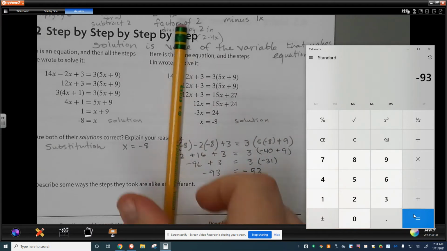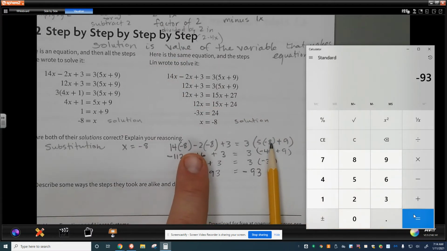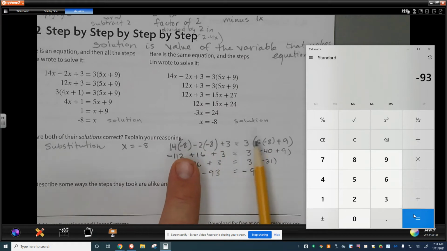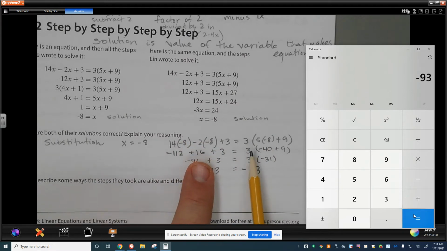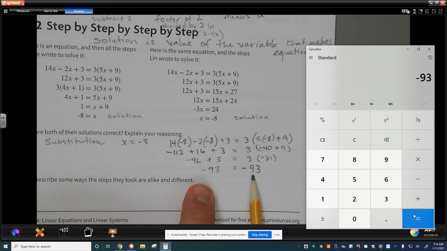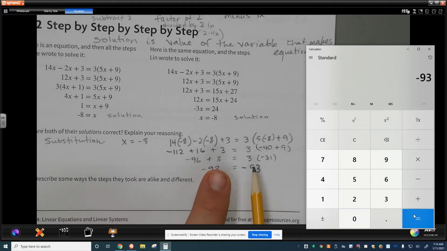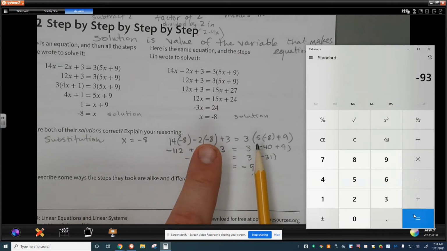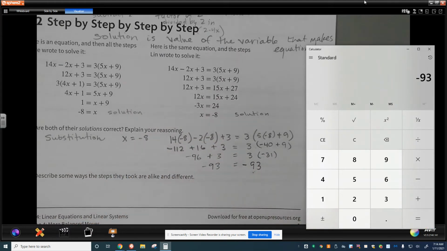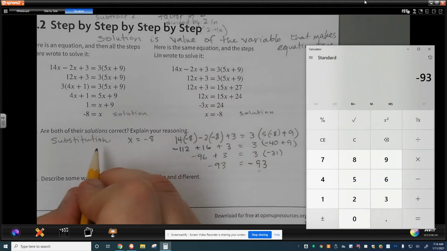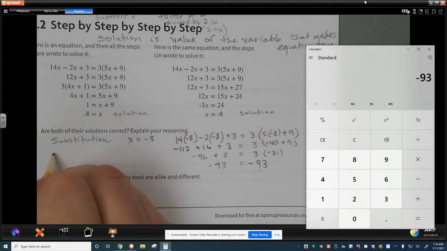Now, when I look at these, we've maintained that this expression and this expression are equal to each other, and we've said it's still equal, and at the very last line, we've proven that these two expressions are equal to each other, which means that negative 8 is the correct solution. And how do I know? Explain your reasoning.